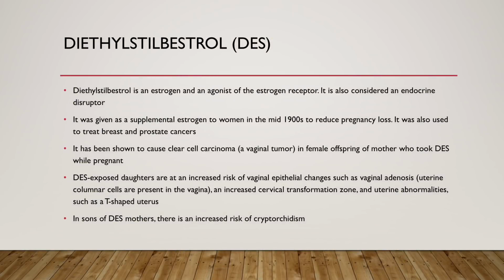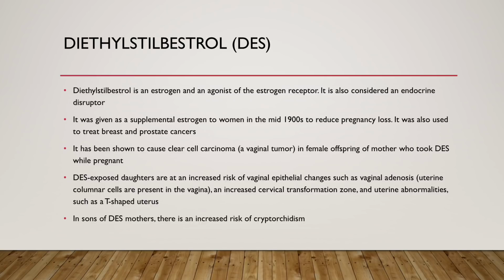The first teratogen we'll talk about is called DES. DES is a test favorite, and while it's not currently used, it's still something that we encounter frequently in testing and should learn about. DES is diethylstilbestrol. It's an estrogen, and it's an agonist of the estrogen receptor. After many years, it's also been considered an endocrine disruptor. Initially, DES was given to women in the mid-1900s as a supplemental estrogen to reduce pregnancy loss. It was also used to treat breast and prostate cancers.